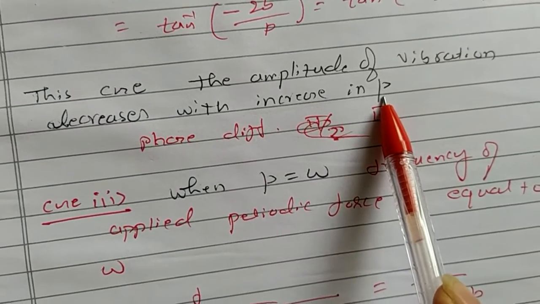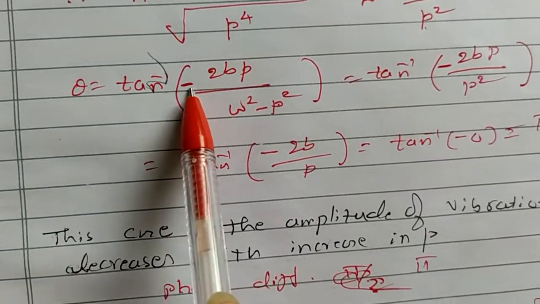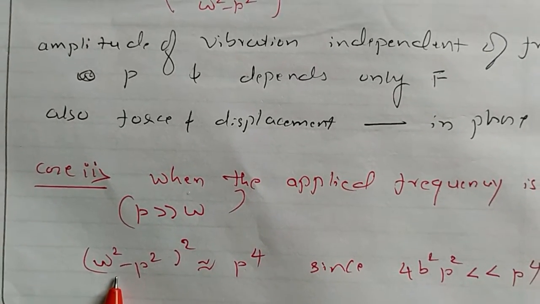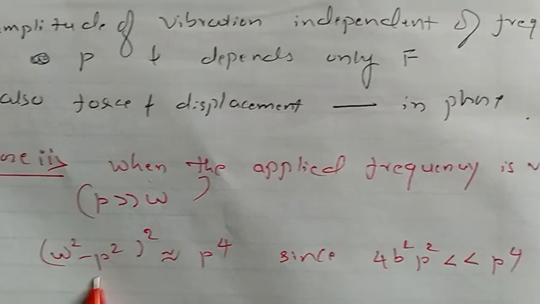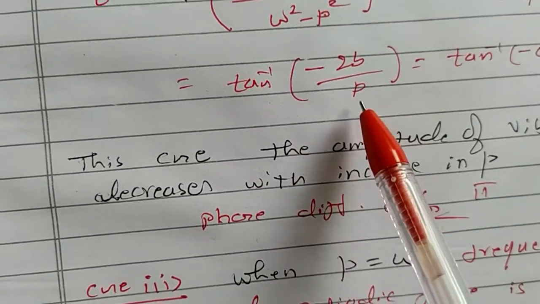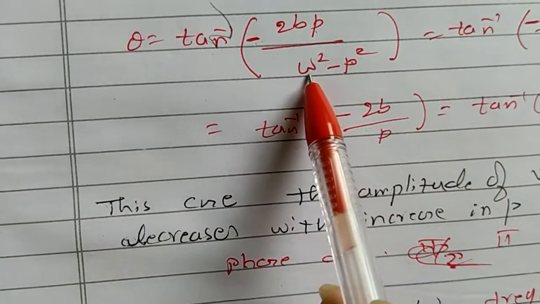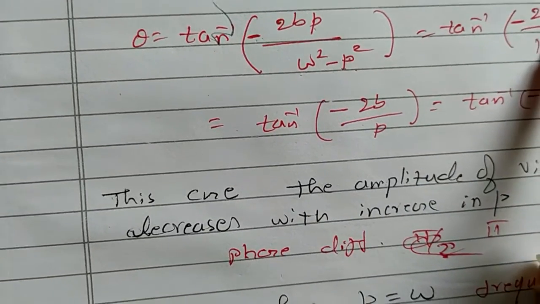That means the frequency of the applied periodic force. Theta is given by tan inverse minus 2bp. Here, P is very much greater compared to omega square. That means omega square minus P square should be negative. So theta is tan inverse minus 2bp divided by omega square minus P square, so omega square minus P square is nothing but minus P square.